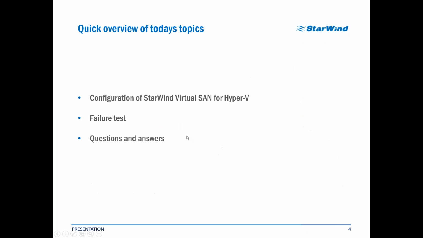Next slide. Quick overview of today's topics. We already kind of got through it, but let's go over it once again. The configuration of StarWind Virtual SAN for Hyper-V. It's not going to be a very detailed step-by-step, because we already had a tap room of that variety. This is going to be a quick one, just to remind maybe some people who watched the previous tap room, or maybe show a quick config that you could do with no deep info on that.